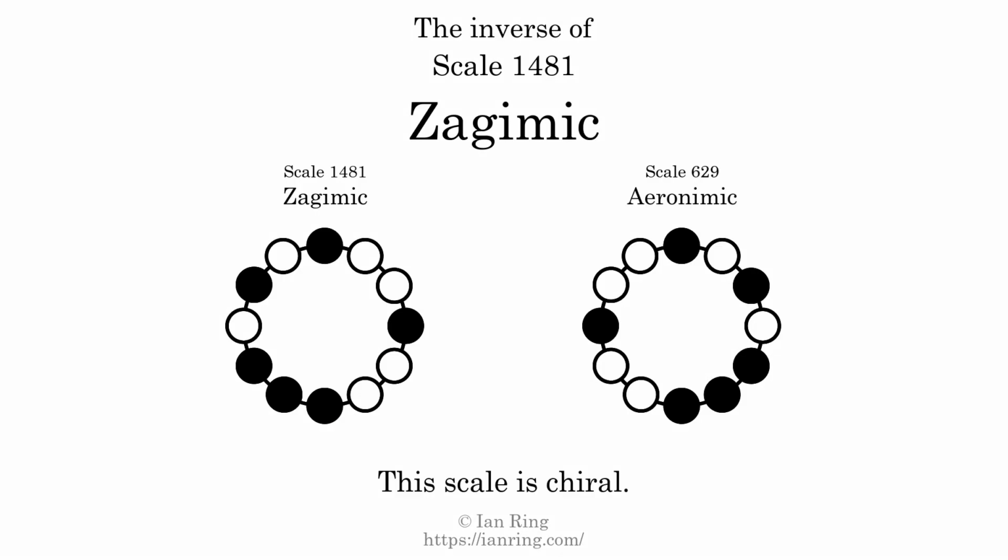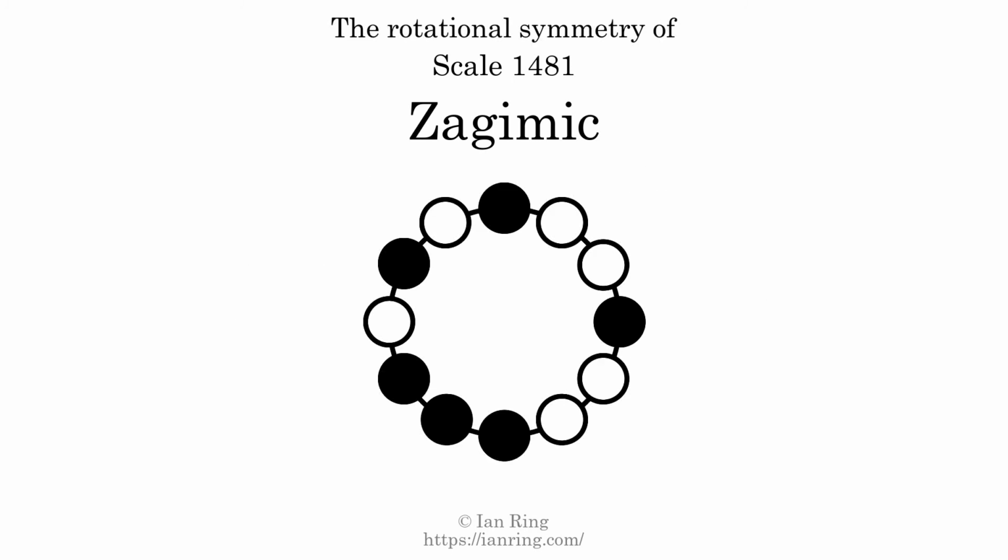The inverse of a scale is a mirror image. It is what you get when the sequence of intervals is reversed. The inverse of this scale is scale 629, also known as aerodynamic. This scale is chiral. It cannot transform into its inverse by rotational transformation. This scale has no rotational symmetry.